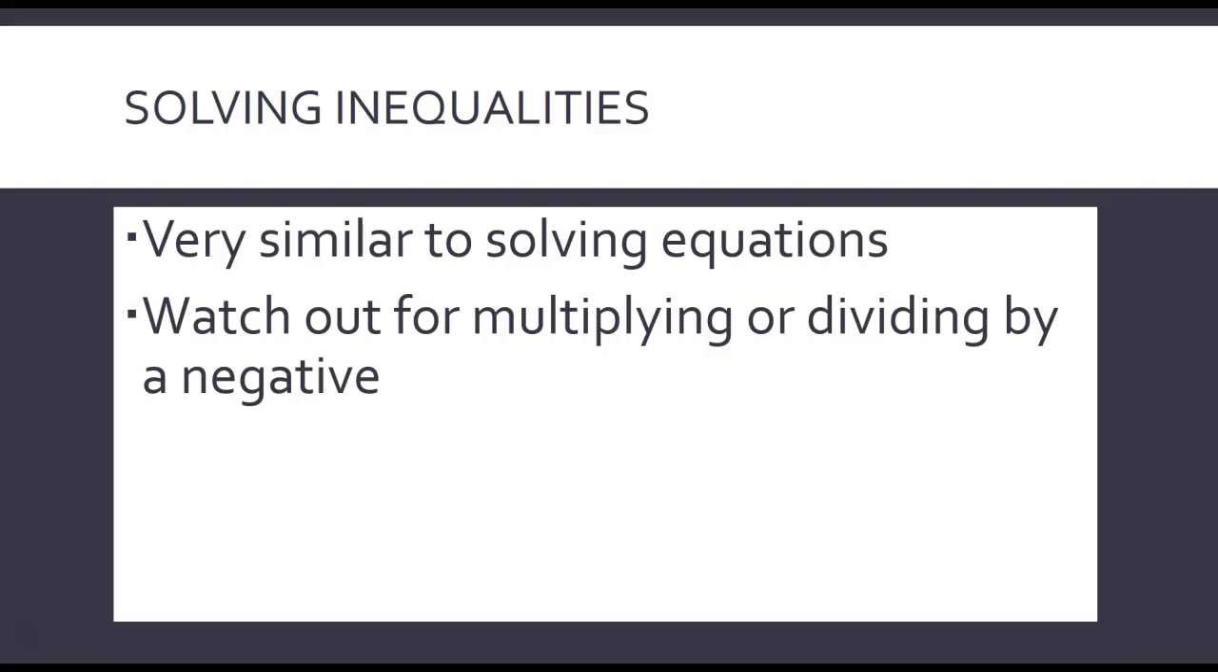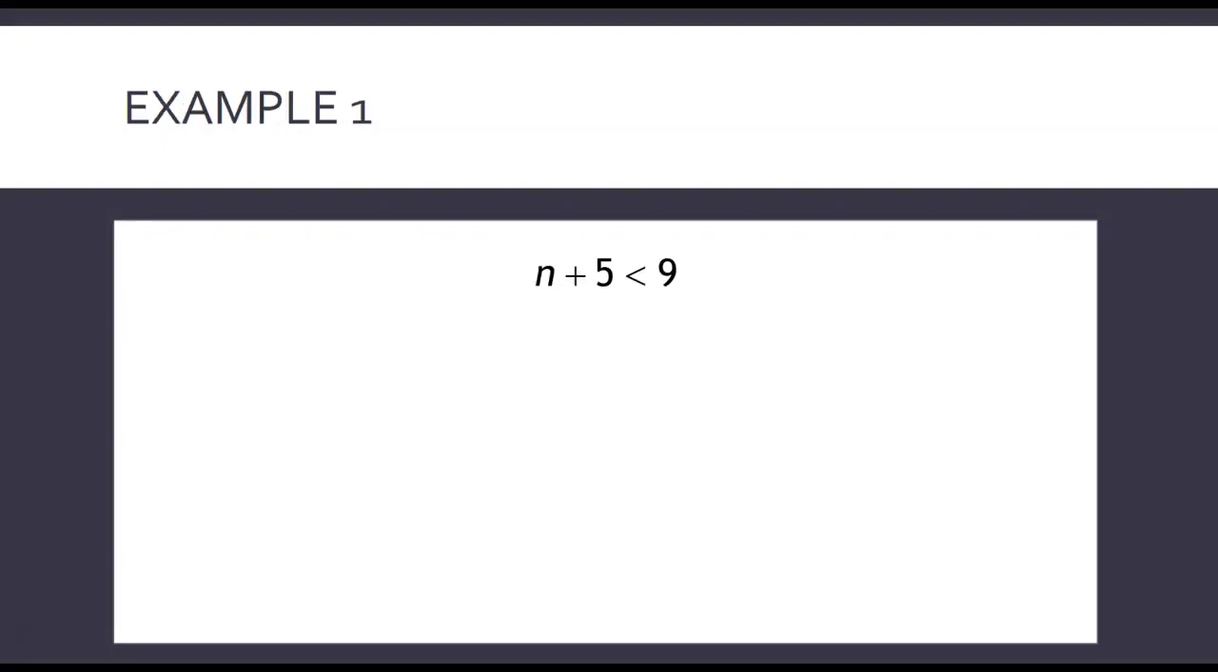So let's look at our first example. N plus 5 is less than 9. What we would do if we were solving an equation is just subtract 5 from both sides, and that's what we're going to do when solving this inequality.